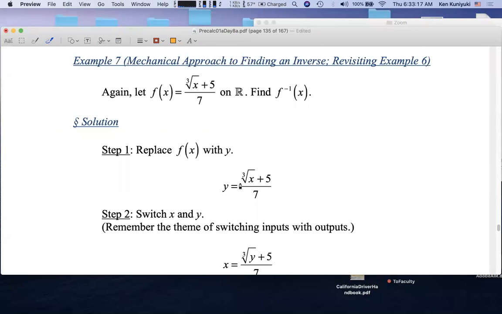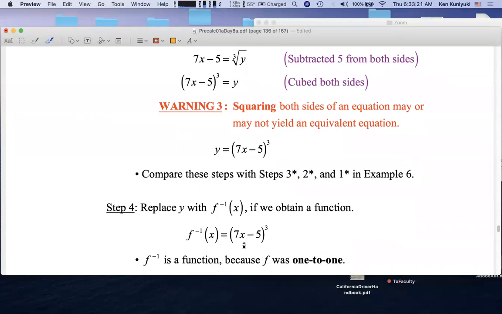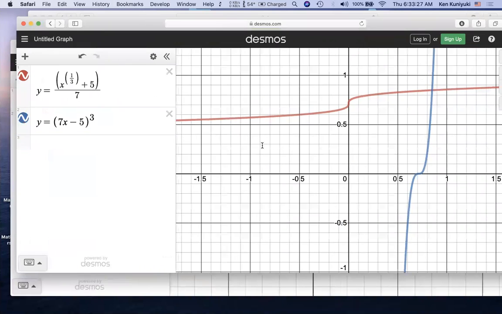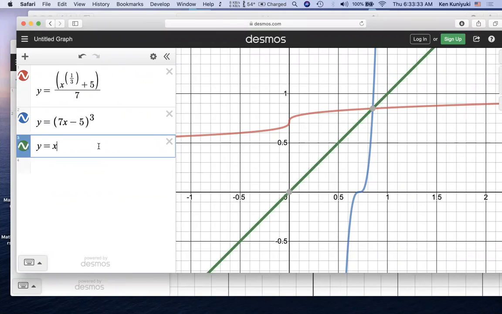My proposed inverse function is given by the cube of 7x minus 5. Y equals 7x minus 5 all cubed. The red graph and the blue graph better be reflections about the line y equals x. And yes, they are. For example, the y-intercept here is the x-intercept over here.